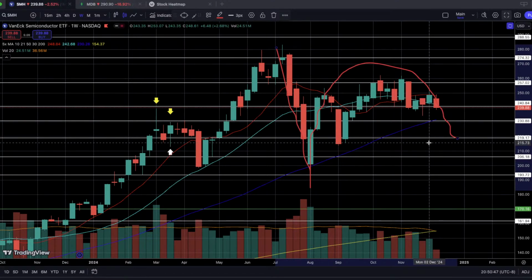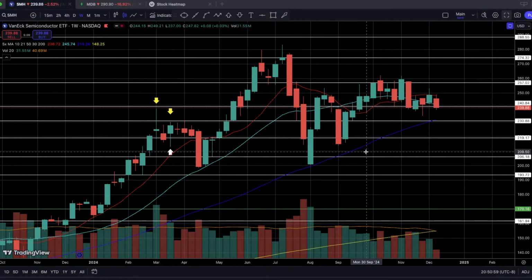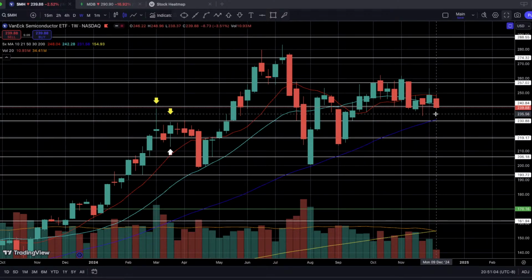So for sure, on a weekly perspective here on SMH, the semiconductor ETF from VanEck, the weekly 50 SMA has been climbing back higher to come back to the price here for an eventual second retest. Again, we're gonna see a second retest. What does that mean? Well, that means the price is gonna go lower, unfortunately, for overall semiconductors.